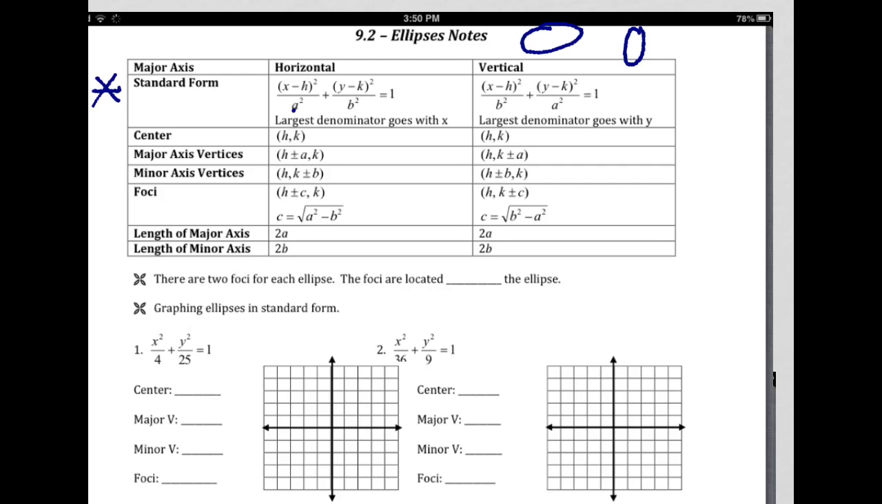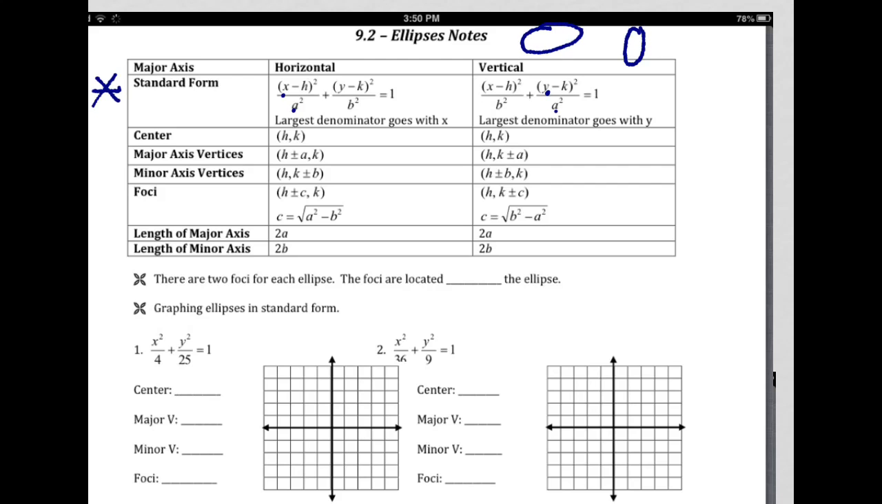So if you look at this first one, the A is underneath the X term. That means that the ellipse is going to be stretched horizontally more than it is vertically. In the second equation here, you have the A underneath the Y term, which tells us that the vertical stretch is going to be more for the ellipse. So that's the main difference with that. The center, like we've seen with most of our equations this year, is H and K. The major axis vertices and minor axis vertices, I think that will make sense to most of you guys as we start to graph them, so I wouldn't worry about those too much.